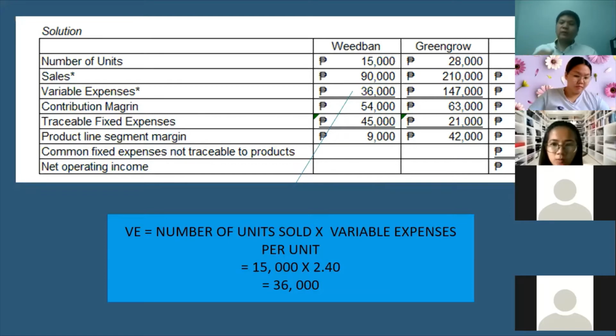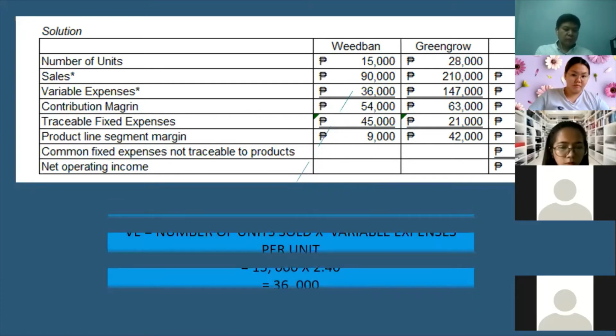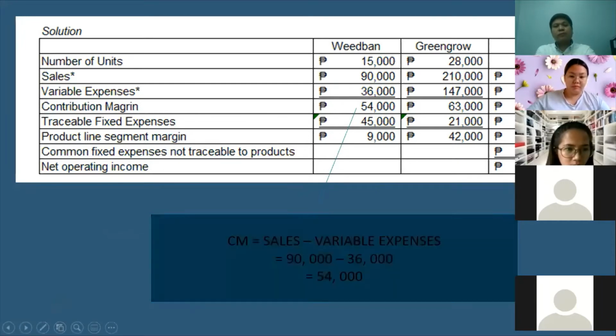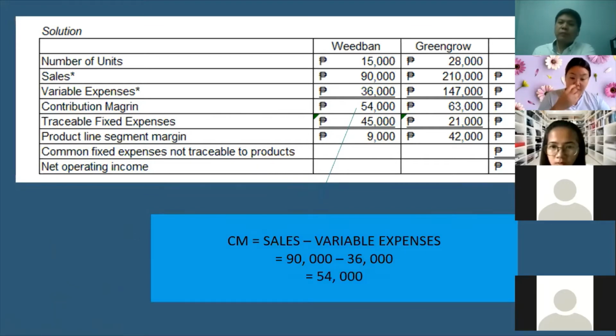For the next, we can get the variable expense by the number of units sold multiplied by the variable expense per unit. So the 15,000 units multiplied by $2.40, we can get $36,000. Same procedure lang po yung gagawin natin for Green Grow. For the next formula, to get the contribution margin, we take the sales less the variable expense. So the 90,000 less the 36,000, we can get the $54,000.